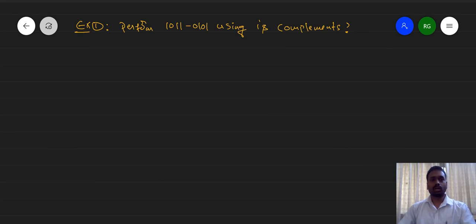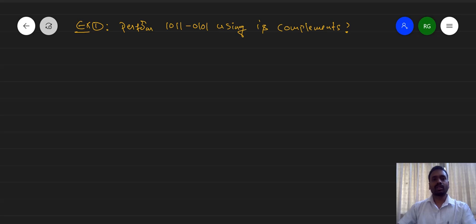Let us see one example, example 1. We want to perform the subtraction between two binary numbers, 1011 and 0101. So it's a binary number. If you want to perform the subtraction between these two binary numbers using 1's complements, the r minus 1's complement is nothing but 1's complement for the binary number system. So let us see.